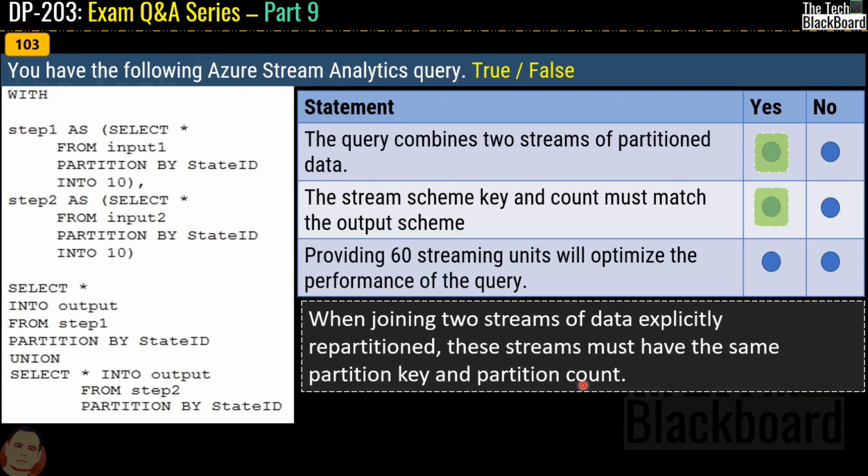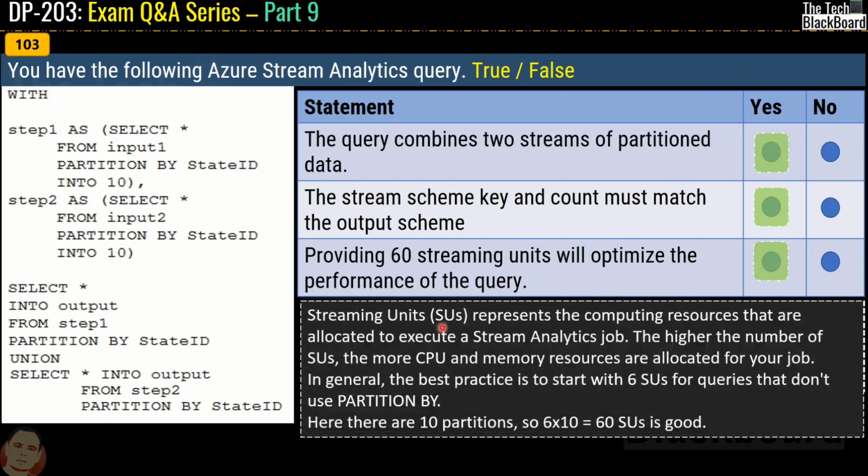Now let's move on with the third statement, which says that providing 60 streaming units will optimize the performance of the query. This is also a yes, or a correct statement. Looking at the explanation for this, streaming units represent the computing resources that are allocated to execute a Stream Analytics job. The higher the number of SUs, or streaming units, the more CPU and memory resources are allocated for your job. In general, the best practice is to start with 6 SUs for queries that do not use partition by.